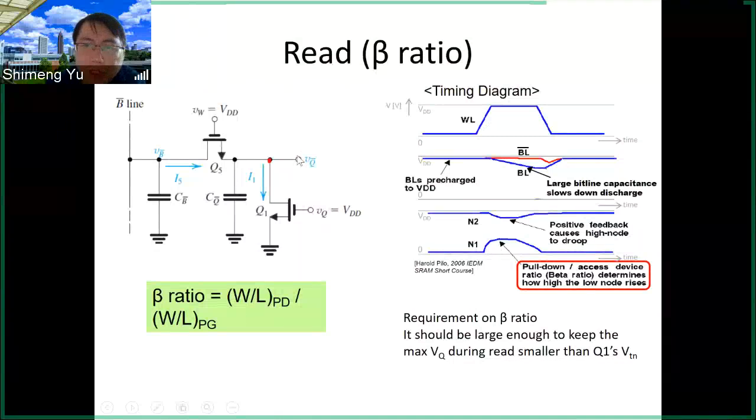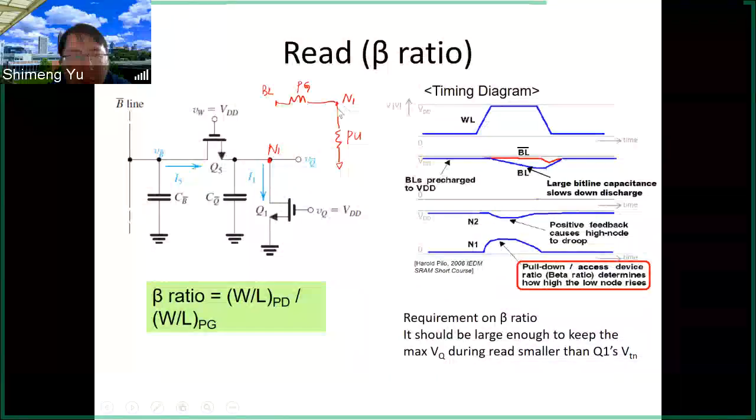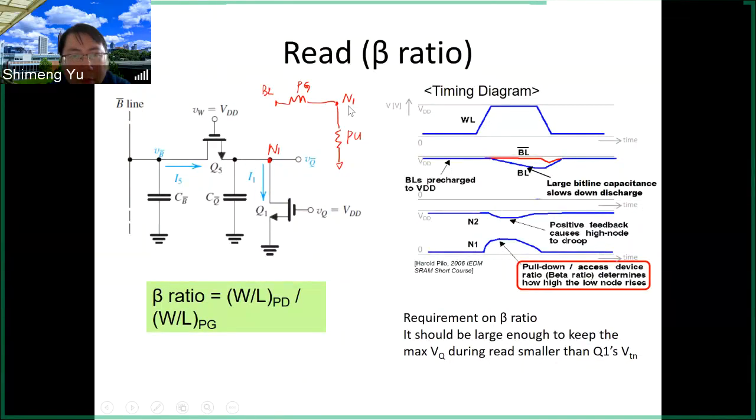You can approximate the transistor using a resistor, as we discussed before, as a rough estimation. So this is your BL, and then here is the N1 node. This is the access transistor, and this is the pull down. If you think of those two transistors as resistors, then there's a requirement on the N1 voltage. During this process, initially N1 is 0 voltage. This is what you store, the data 0. But during this read operation, the N1 voltage will increase a little bit.